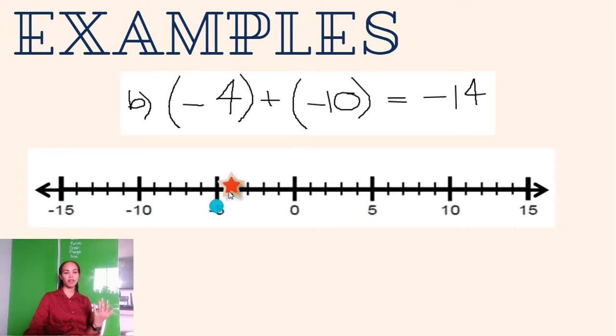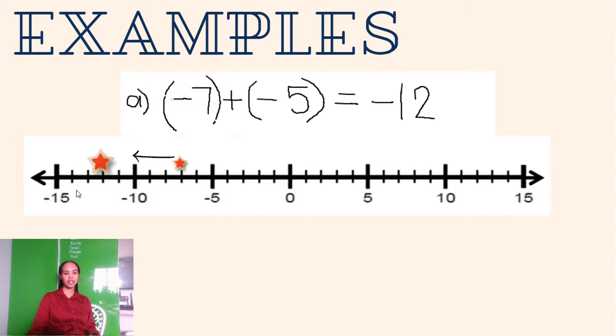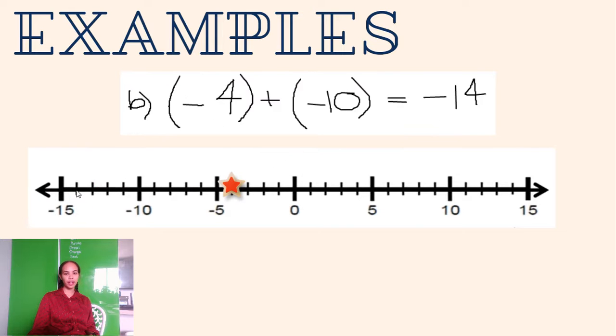Here we go again. I'm at a minus 4, and I need to add on, I need to make that number even smaller. I'm adding on a negative 10, so I'm going to the left. Here we go. 1, 2, 3, 4, 5, 6, 7, 8, 9, 10. That leaves me at a minus 14. So these two are relatively easy. Just think about what you're doing.